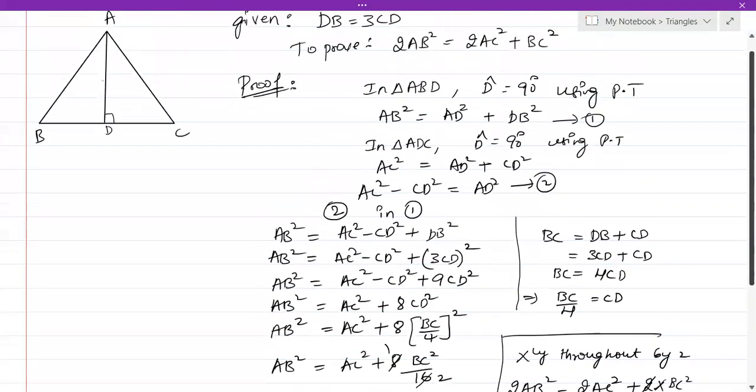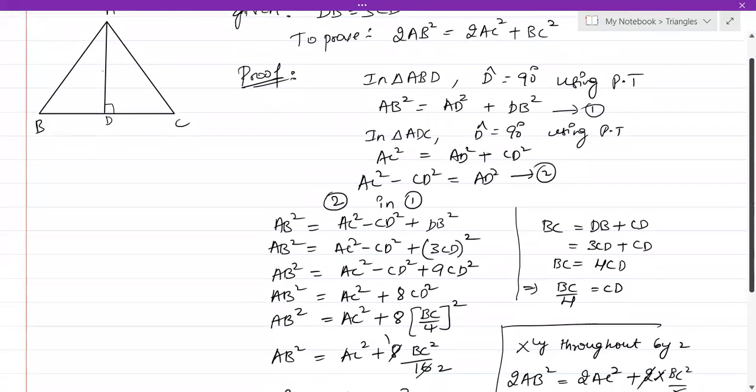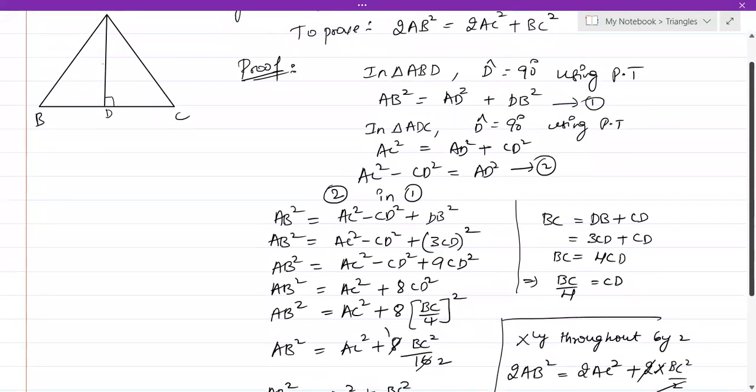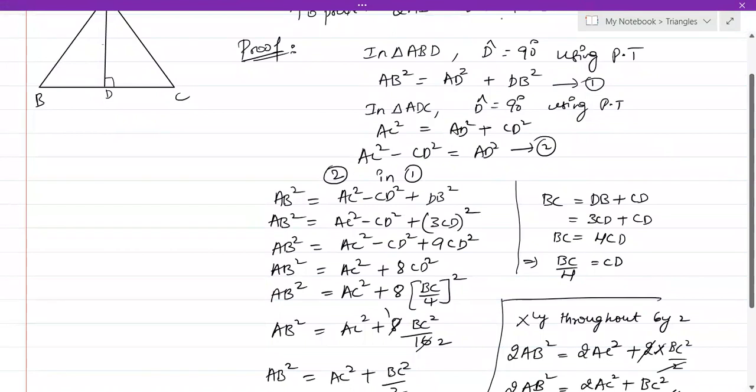Let's look into the proof again. So we needed AB square, so we took the triangle ABD, we used Pythagoras theorem. And we also needed AC square, so we took ADC triangle, we used Pythagoras theorem. In that, we found the value of AD square so that we can substitute in 1. Okay, so what we did was, we found this equation, isn't it? And we found AC square is equal to AD square plus CD square. Here I found the value of AD square, so that I can substitute here in place of this AD square, I can substitute this equation, AC square minus CD square. That's what we have done here.